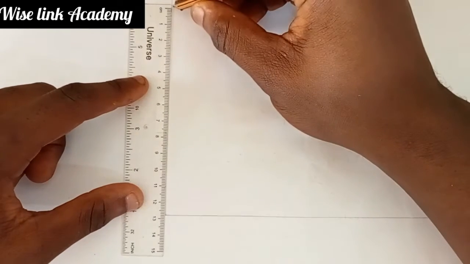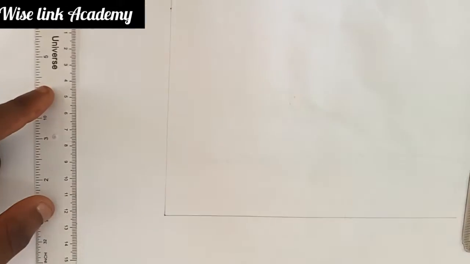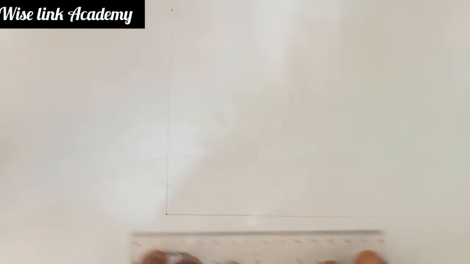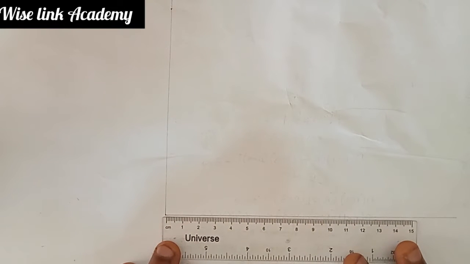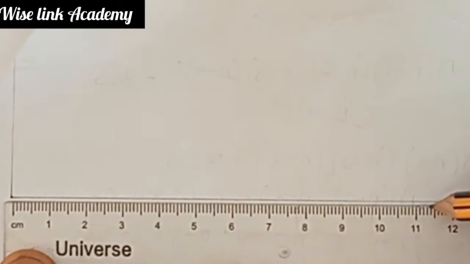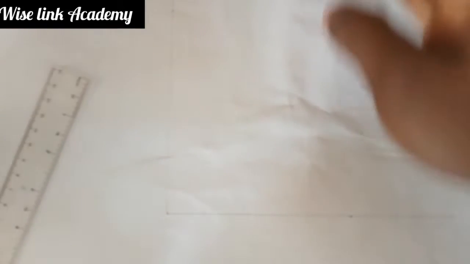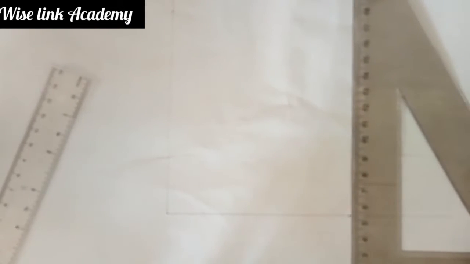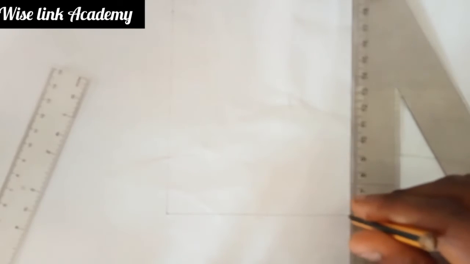From here to this point, as you can see. The width is given as 114 millimeters, which is 11.4 centimeters. 11.4 is located here. So this point, you project it upward with your T-square. Upward. Can you see that?